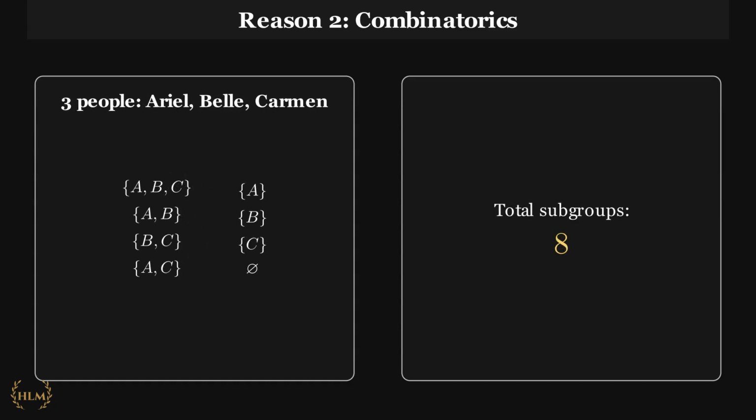How about if we have 3 people? For 3 people, let's say we have Ariel, Belle, and Carmen. So then we can have a group with all 3 of them, Ariel, Belle, and Carmen. Or we can have a group with just Ariel and Belle. Or we can have a group with Belle and Carmen. Or we can have a group with Ariel and Carmen. Or we can have a group with Ariel. Or we can have a group with just Belle. Or we can have a group with just Carmen. Or we can have a group with no one, the empty set again. So in total, we have 8 groups here.